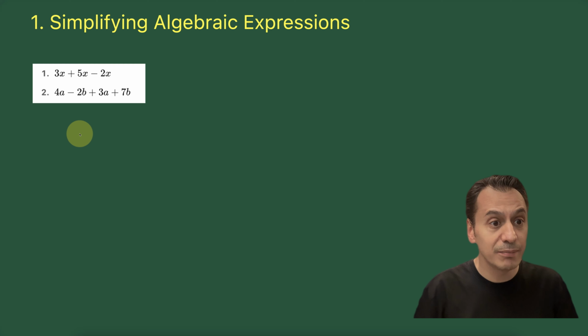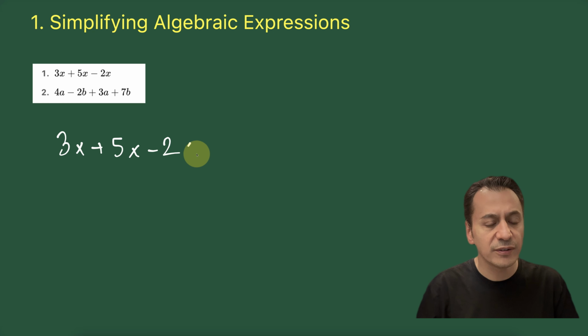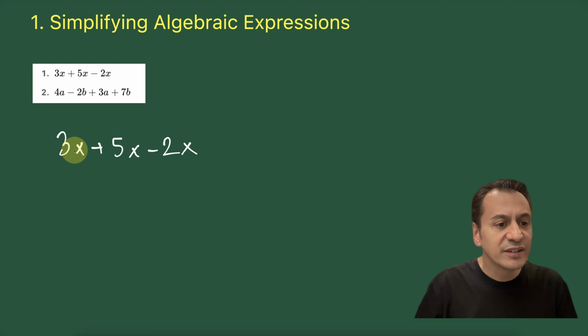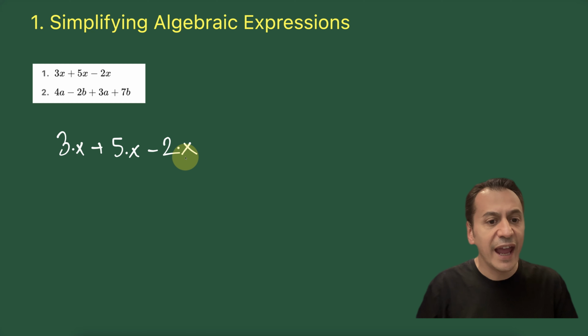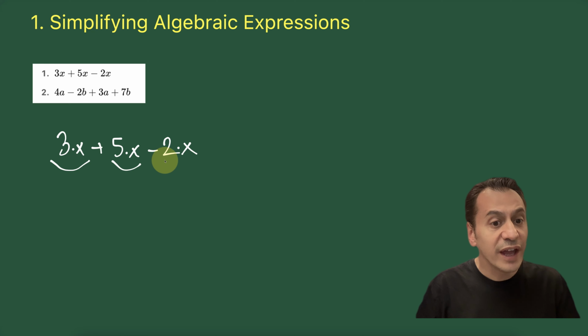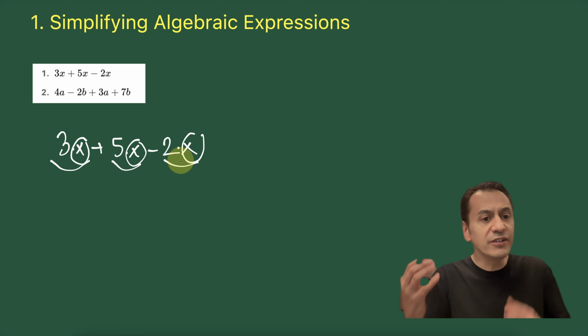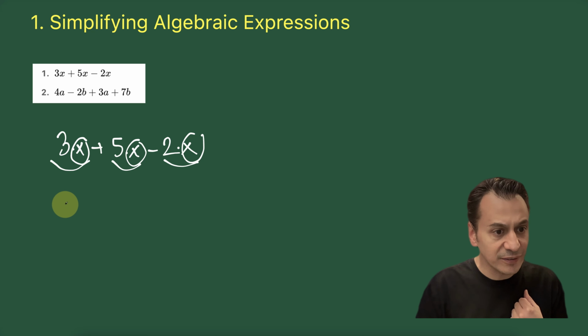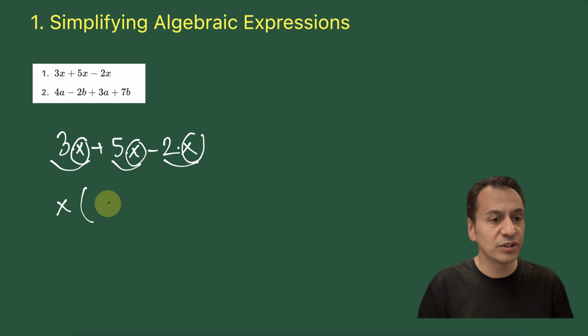Now, what do I mean by similar terms? Let's take this question, 3x plus 5x minus 2x. Now, there's a multiplication sign in between the coefficient and the unknown. So, these terms have a common factor, and this common factor is x. So, it means we can factor out x and write the expression like this: 3 plus 5 minus 2.